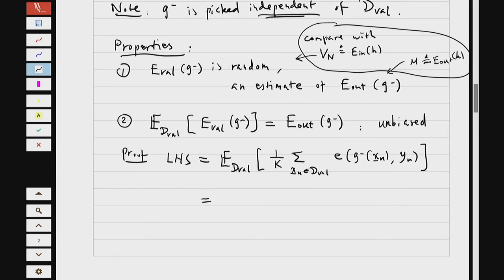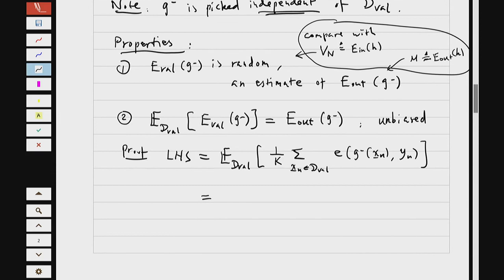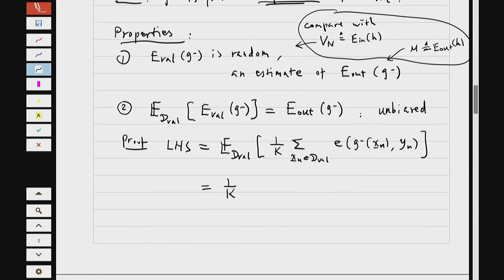The only difference is that here, this e is general. Previously, for the Hoeffding one, we only considered binary, so it was a sequence of Bernoulli random variables. Here, this e is a general random variable. That's all. But this analysis still holds because I can put this expectation inside the sum: 1 over k, sum over n, the expectation over the validation set's randomness of e of g minus, like that.